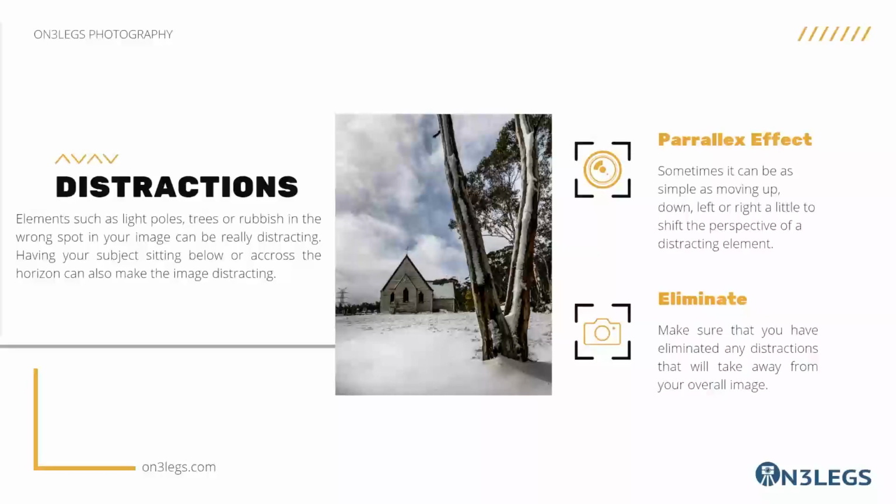In the case of this image you can see on screen right now, there's actually cars behind the tree. So by shifting my camera around a bit, I've been able to hide a majority of those out of the shot where they were all parked. Make sure you have eliminated any distractions that will take away from your overall image, and moving around is probably the easiest way to do that. Of course, you can just change your composition completely, but just keep an eye out for any distracting elements.